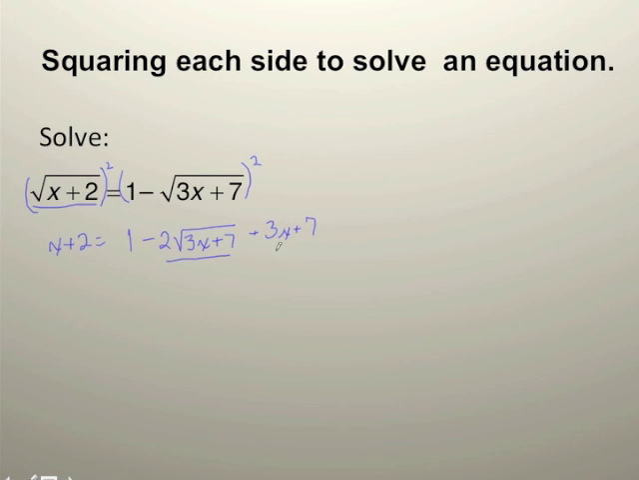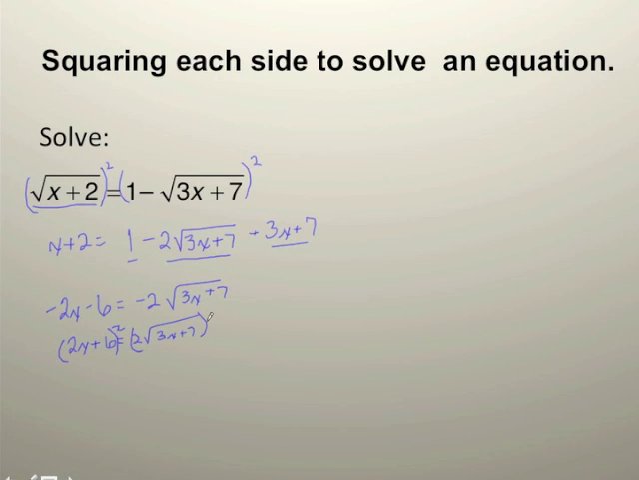Well, we're going to want to isolate this, so let's move these. Negative 2x, we've got 8, so minus 6 equals the negative of 2 times the square root of 3x plus 7. Well, these are all negatives. I'm going to multiply everything by negative 1. I'm going to get 2x plus 6 equals 2 square roots of 3x plus 7. Now I won't have to worry about all those negative signs and keeping track of them.